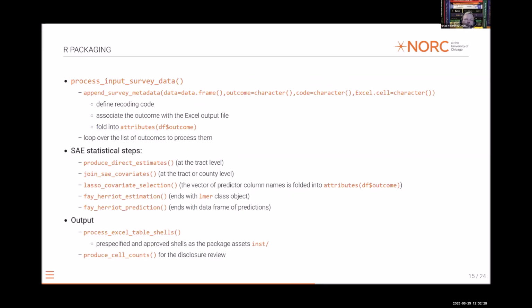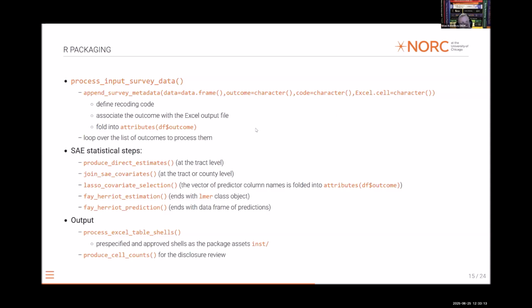So basically, my internal package would have something like: process survey data into interim data, produce direct estimates, fold in SAE covariates, run lasso selection, run the Fay-Herriot machinery. This is a very simplified presentation. There is a lot more going on in there. And produce output, which is the table shells that were approved by the RDC, and produce cell counts for the disclosure review. Again, this is a requirement internal to the RDC specifically.